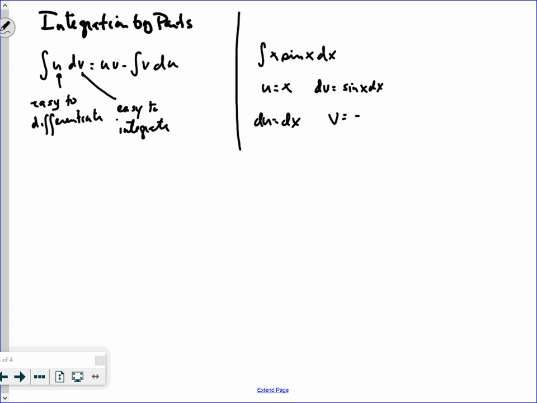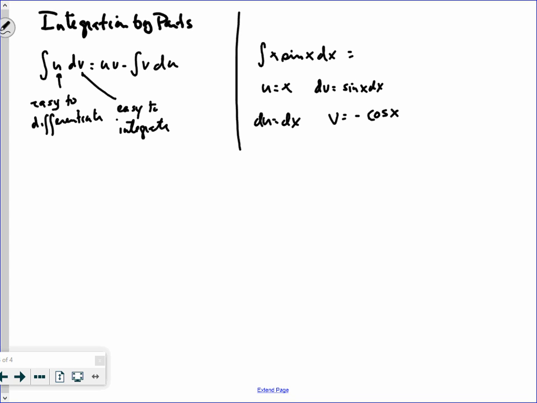Okay, take the derivative of this. What's the derivative of the cosine? Minus the sine. I don't have a minus there. So v is going to be negative cosine x, not positive cosine x. But as I said, it's just about as easy to take the antiderivative as it is to take the derivative.